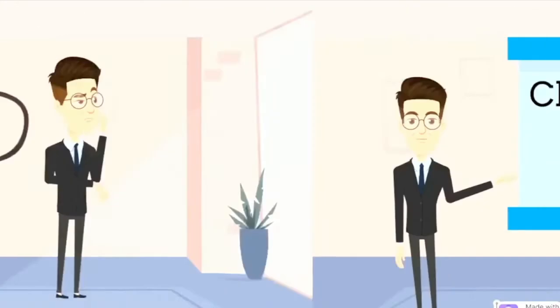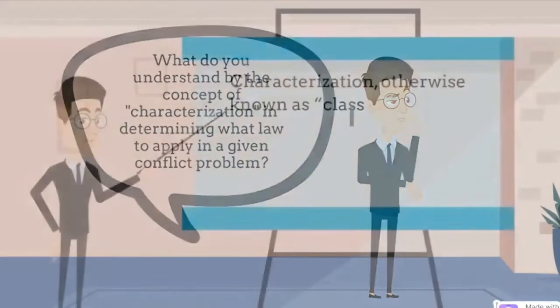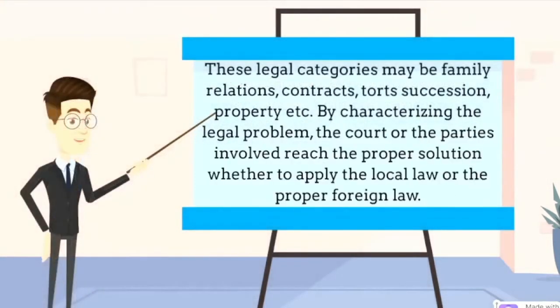Characterization in conflict of laws. What do you understand by the concept of characterization in determining what law to apply in a given conflict problem? Characterization, otherwise known as classification or qualification, is the process of assigning a certain set of facts or factual situation to its proper or correct legal category. These legal categories may be family relations, contracts, torts, succession, property, etc. By characterizing the legal problem, the court or the parties involved reach the proper solution, whether to apply the local law or the proper foreign law.